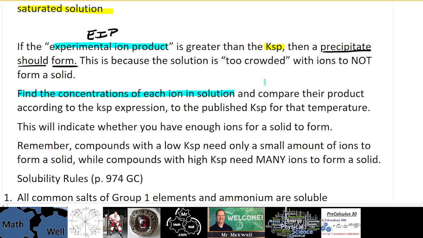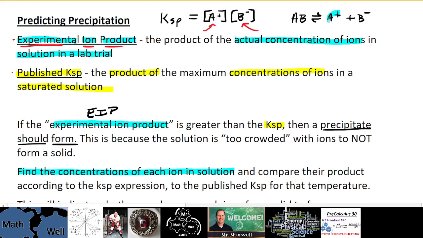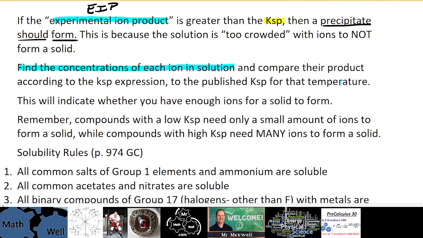As I mentioned before, we are going to have some ions in solution, A, B. You need to find the concentrations of your ions in solution. Then we need to compare their product, according to the Ksp expression, to what are we comparing it to? The published Ksp. So compare the experimental ion product to the published Ksp for that temperature, of course, which will be room temperature for us. So this will indicate whether you have enough ions for a solid to form.